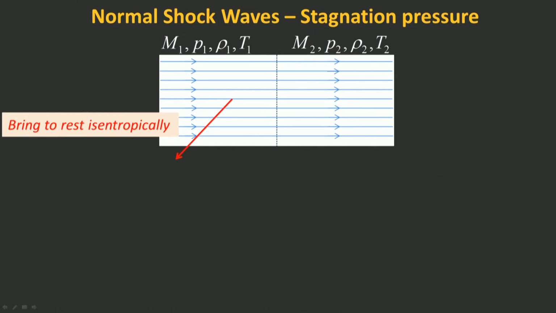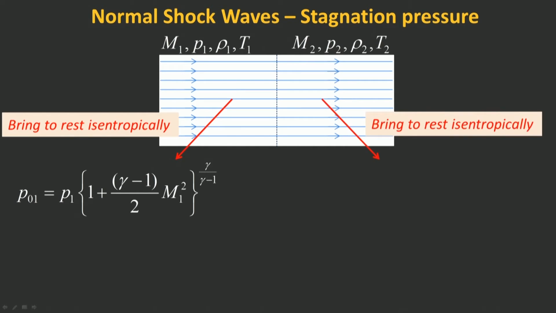In section 2 of the course on isentropic flow, you found that you could determine the stagnation pressure if you knew the static pressure, the Mach number, and the ratio of specific heats. This is the result. You'll recognise the familiar term 1 plus (gamma minus 1) over 2 M squared. Now imagine doing the same thing to the flow downstream of the shock. Bring it to rest through an isentropic process. We'll get a similar expression for P02, but with P2 and M2 instead of P1 and M1. So now we have expressions for the stagnation pressures upstream and downstream of the shock wave.